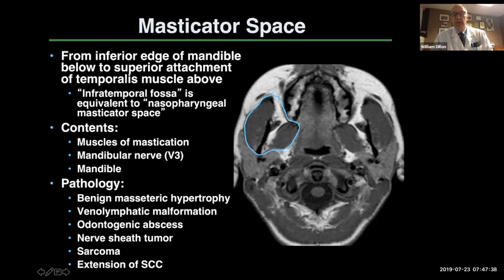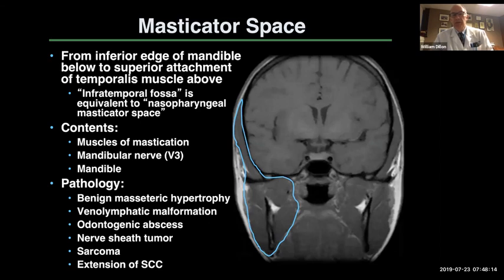One can see benign lymphatic or veno-lymphatic malformations. Abscesses, of course, from the teeth. You might see this frequently, actually, in this area. One can see nerve sheath tumors because there are branches of the nerves down to the teeth, the alveolar nerve. Sarcoma, such as rhabdomyosarcoma, and of course, extension of squamous carcinoma. So a lot of things can involve the masticator space and give rise to pain when you open or close your mouth, okay?